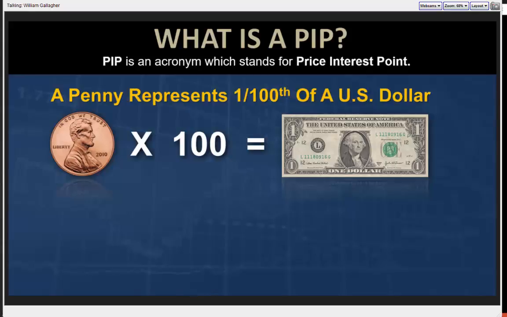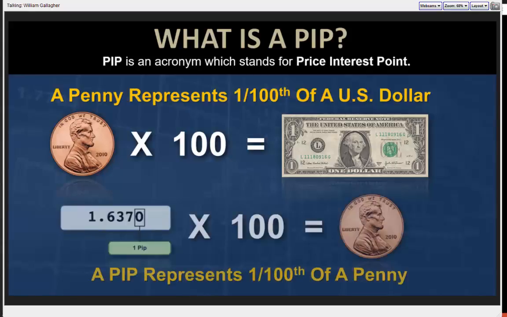Pip is an acronym. It stands for Price Interest Points. So basically, to break this down as simply as I can, I'm sure most of you, if not all of you in the room right now, already know that there are 100 pennies in a US dollar. So a penny represents 1/100th of a US dollar. If we were looking for a unit of measure smaller than a penny, it would be the equivalent to what is called a pip.